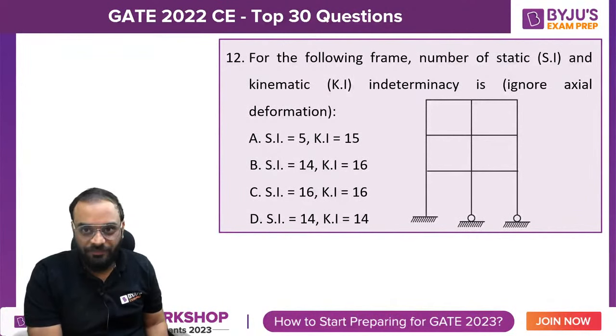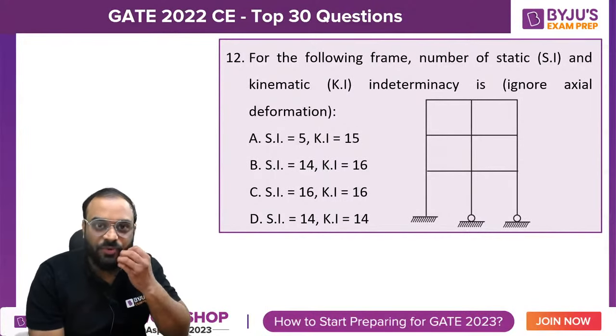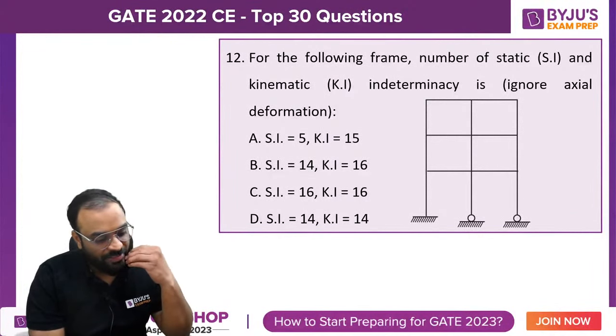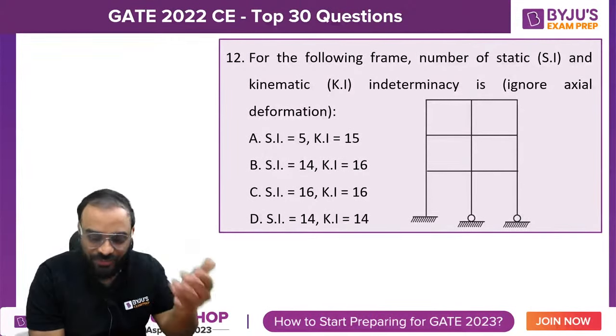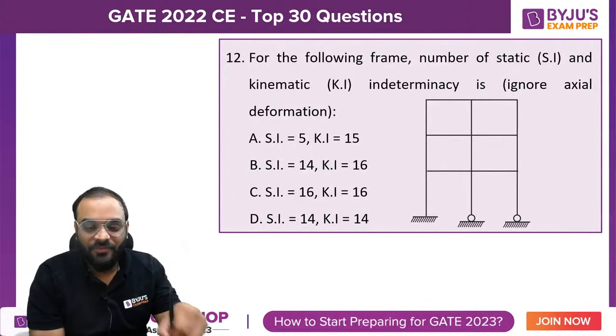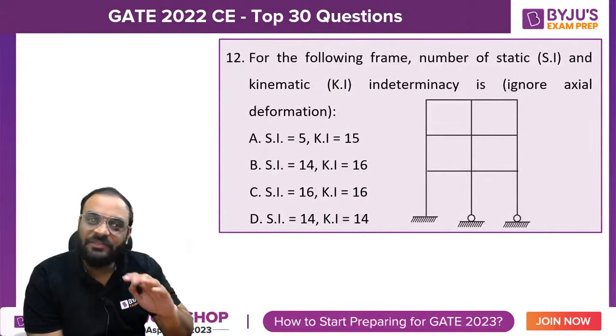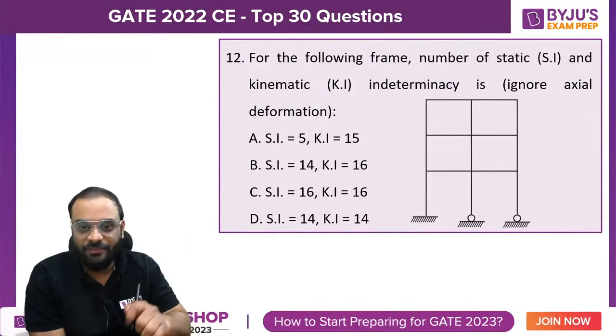For the following frame, find the static and kinematic indeterminacy, ignoring axial deformation. Hinge or roller? It is roller support, roller support, roller support. Okay, very easy question, right? So let me solve the kinematic indeterminacy first. Then we will solve the static part also.